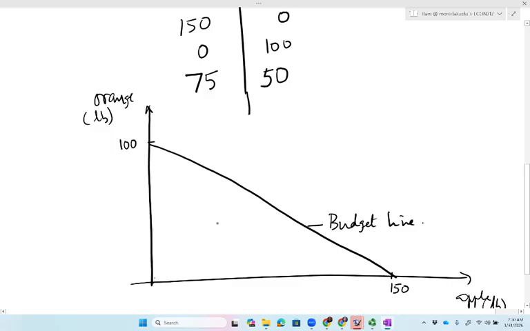So for example, maybe I will take 75 pounds of apple and let's say 20 pounds of orange. That's a point which is feasible. Any point in this triangle is a feasible combination of apple and orange. The points on the budget line are those feasible points where the consumer has spent all the money, and any point outside of this triangle is infeasible.